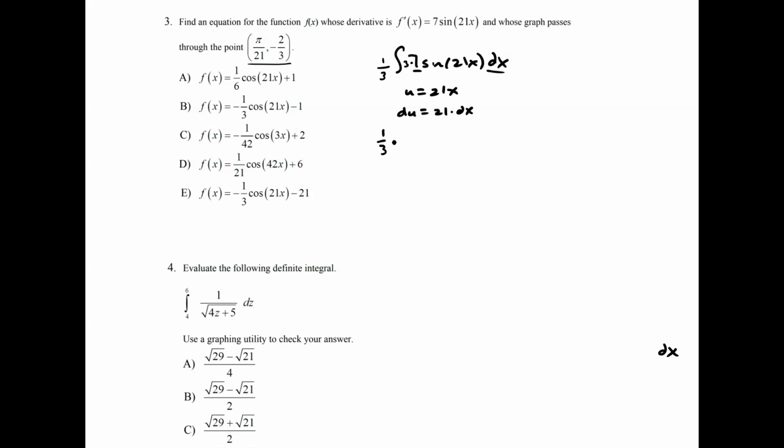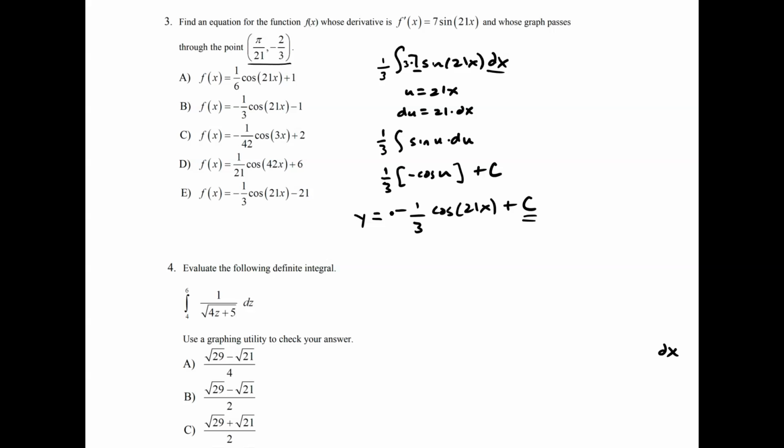So this is 1/3 antiderivative of sine of u times du, because 21 dx is my du, and 21x is my u. So sine of u times du. So this is 1/3 times negative cosine of u, and then we'll say plus c, or negative 1/3 cosine of 21x, and then plus c. And so this is going to match up. Oh, we have to find the specific c. That's right. So let's do that.